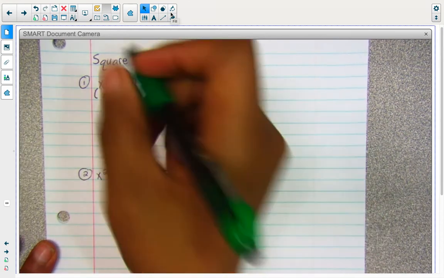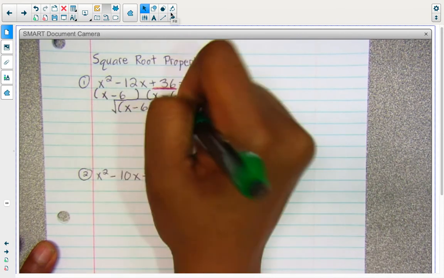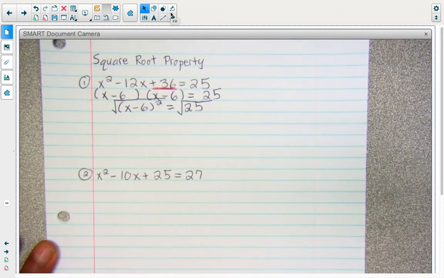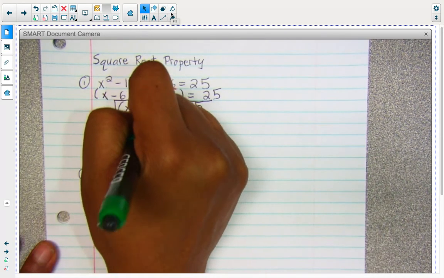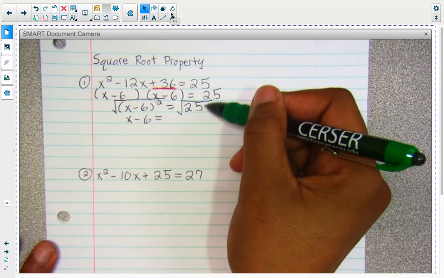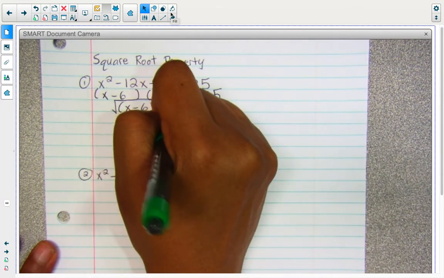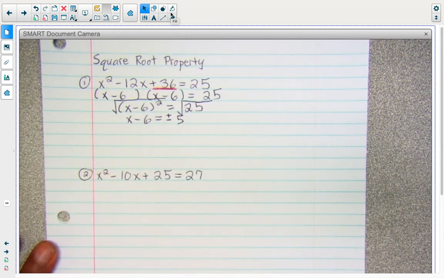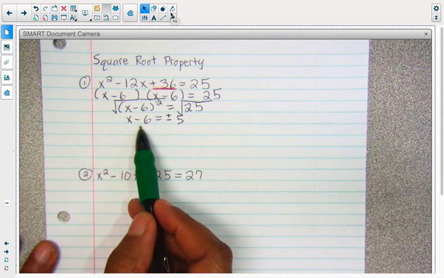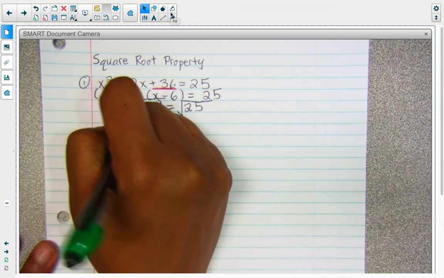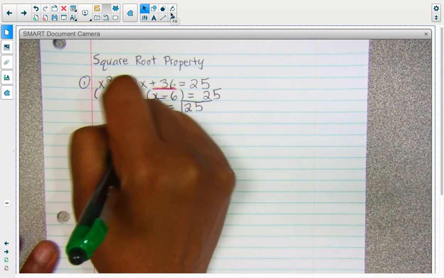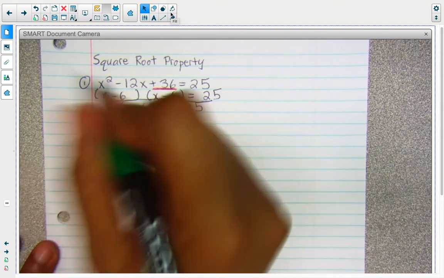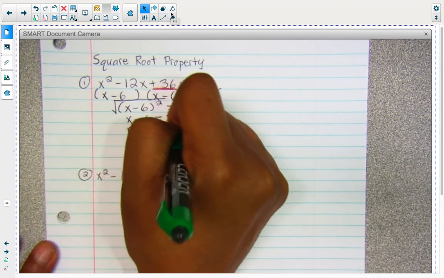We're squaring, so let's take the square root. So this gives me x minus 6. I have to do plus or minus when I'm taking square roots. So it'll be plus 5 and minus 5. So plus and minus 5. Last thing, I need to add 6 to both sides. And I should do this in pencil, but we're going to add 6 to both sides.